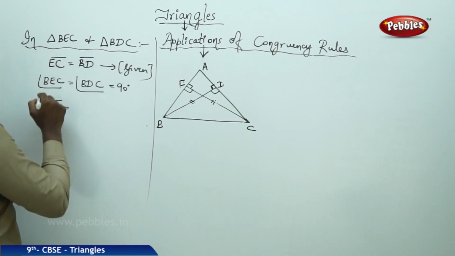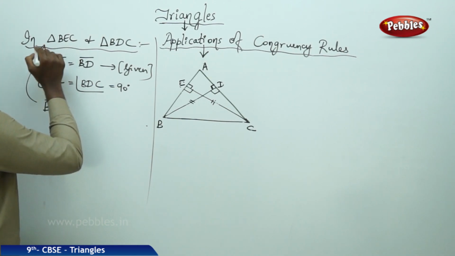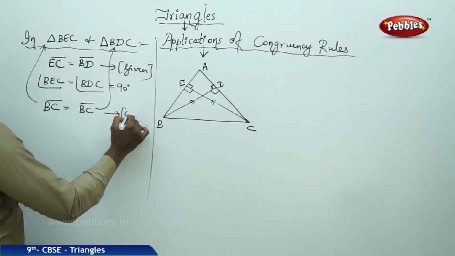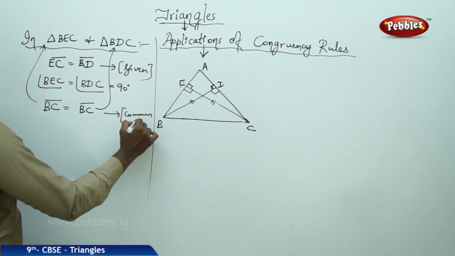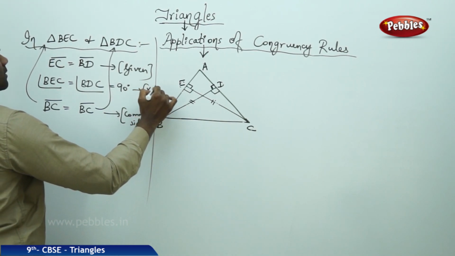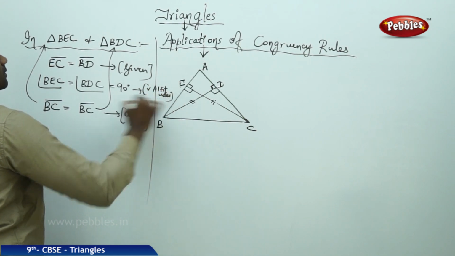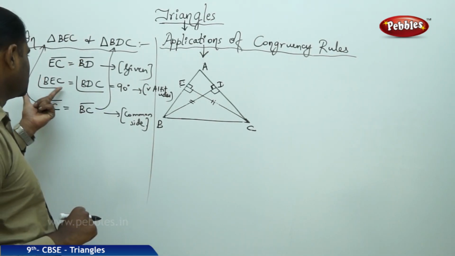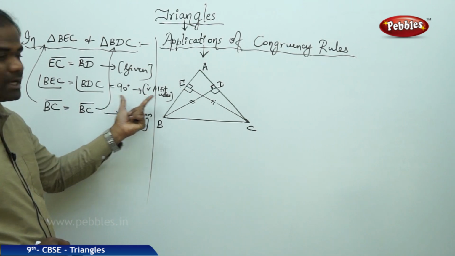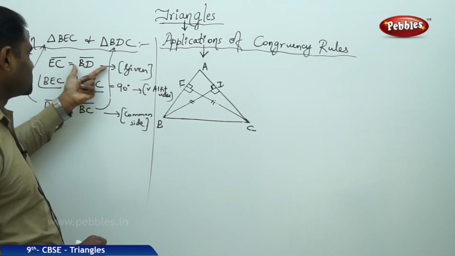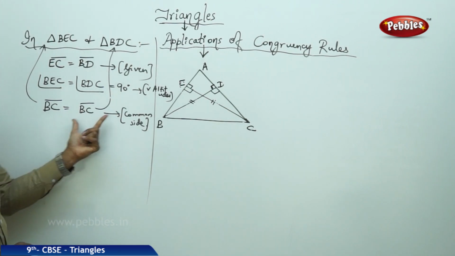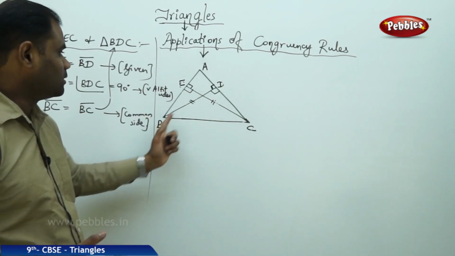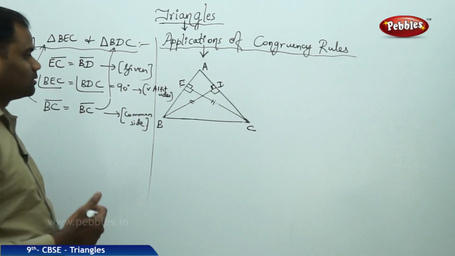BC of the triangle BEC must be equal to the BC of the triangle BDC, since it is the common side. And this being altitudes, it's very important that we write the reason for what we write out here. The reason here being their altitudes. Because it's altitudes, it's equal to 90. This equals this because it is given, and this equals this because they are the common sides for the two triangles, triangle BEC and triangle BDC, is how we understand the property.